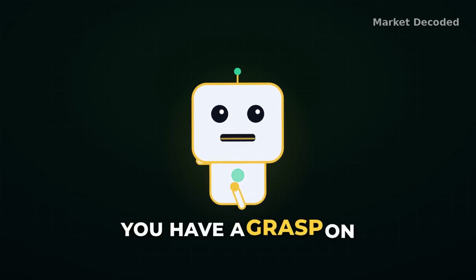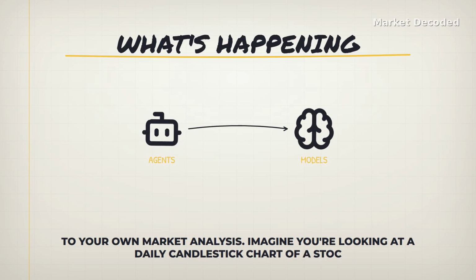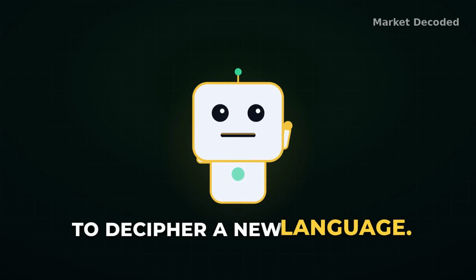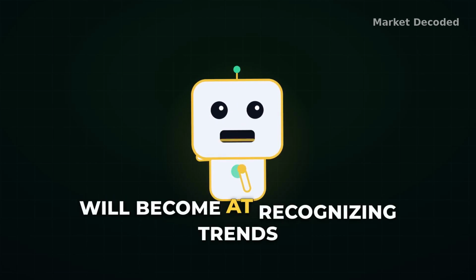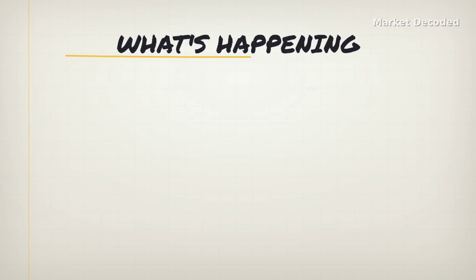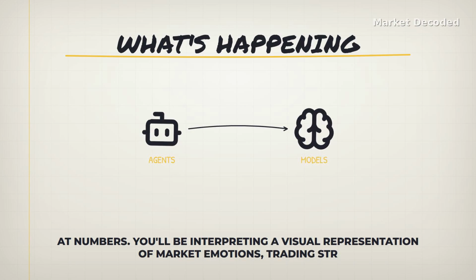Now that you have a grasp on how to read these charts, you can start applying this knowledge to your own market analysis. Imagine you're looking at a daily candlestick chart of a stock. As you identify patterns like bullish engulfing or doji candles, you'll begin to understand the psychology behind price movements. It's about getting a feel for the market's mood and sentiment, almost like learning to decipher a new language. And here's the surprising part. The more you practice reading these charts, the better you will become at recognizing trends and potential reversals. You won't just be looking at numbers. You'll be interpreting a visual representation of market emotions, trading strategies, and even broader economic indicators.